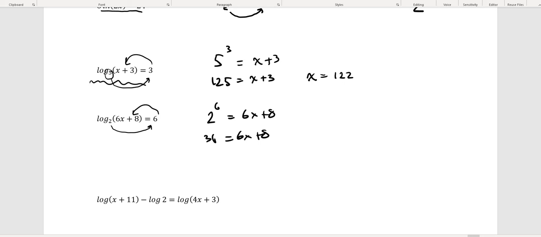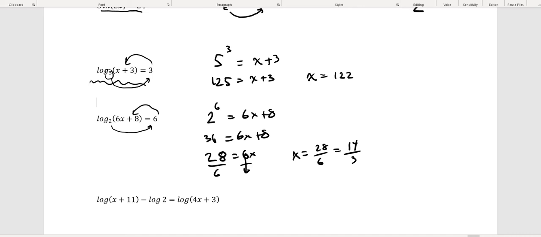Subtracting 8 from both sides. Let's see, I think that's going to be 28. 28 equals 6x. And divide both sides by 6. So x is equal to 28 over 6, which can be rewritten a couple times. I was going to say simplified, but I'm not sure I would call it simpler, really. But I guess in lowest terms, 14/3, and that's done.